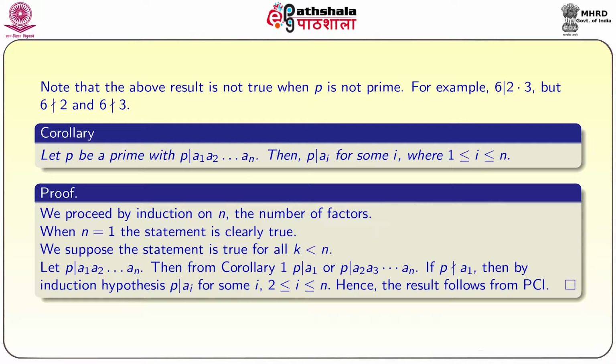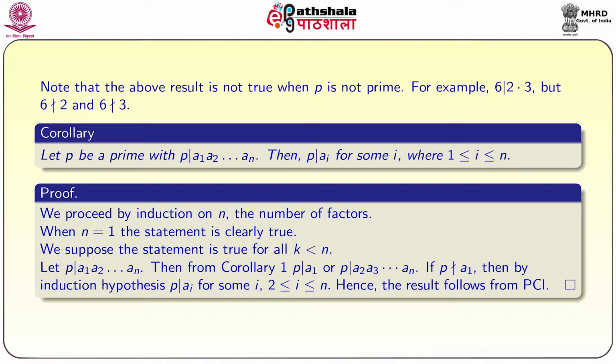Note that the above result is not true when p is not prime. For example, 6 divides 2 times 3, but 6 does not divide 2 and 6 does not divide 3. This result can be extended: let p be a prime and p divides a1 a2 ... an, then p divides ai for some i, where 1 is less than or equal to i is less than or equal to n. So, this result can be proved by induction or any other means.